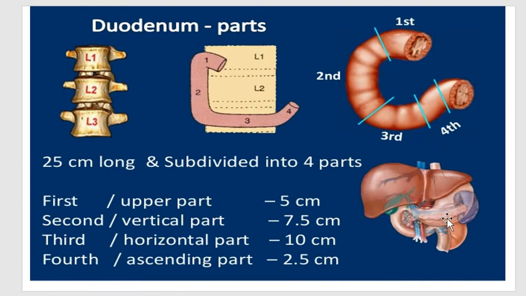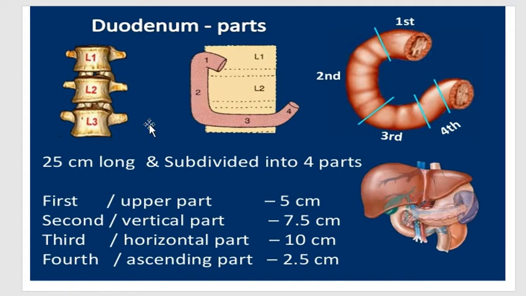Next, come to the location of the duodenum. This is very important. The duodenum is C shaped, curved around the head of the pancreas. It is 25 centimeter long, and it is situated above the level of the umbilicus, opposite L1, L2 and L3. So this whole duodenum is located just opposite L1, L2 and L3, above the level of the umbilicus.